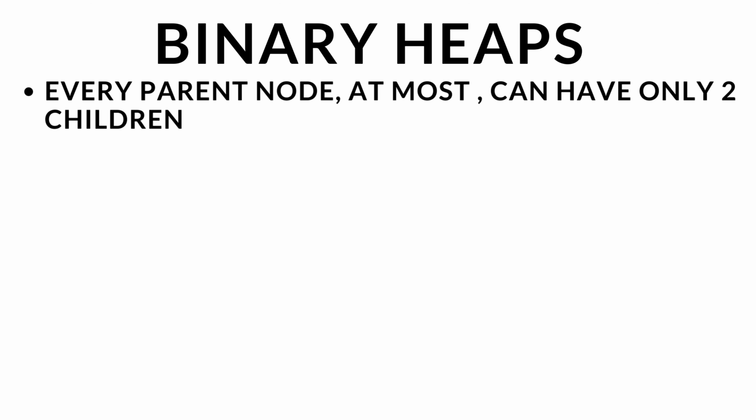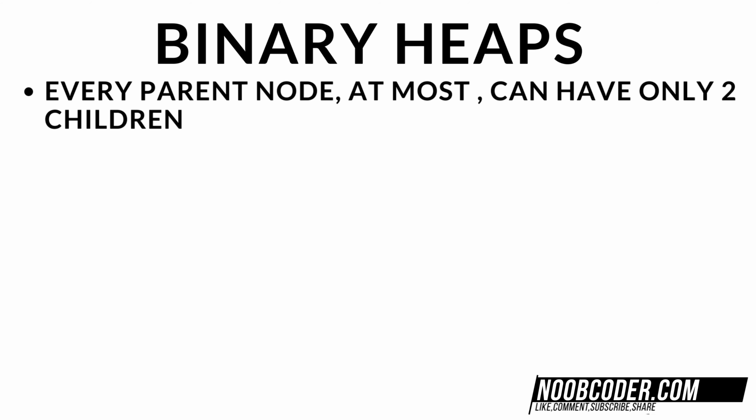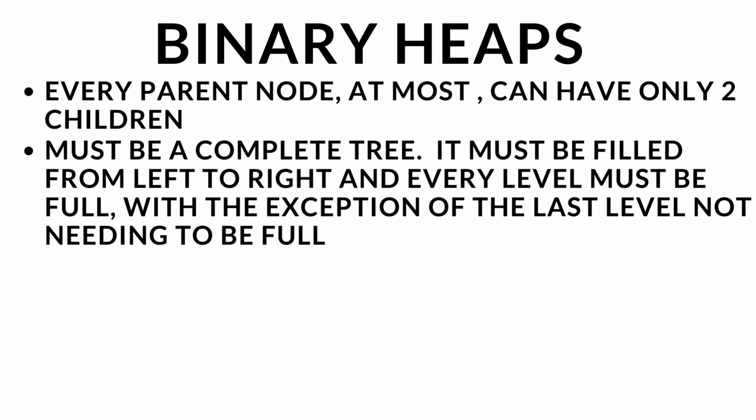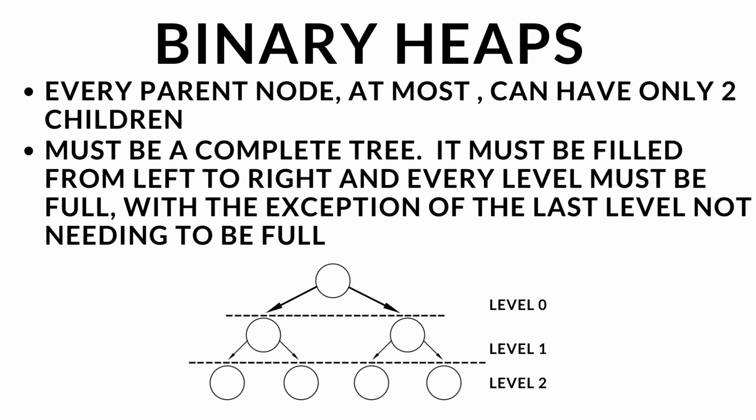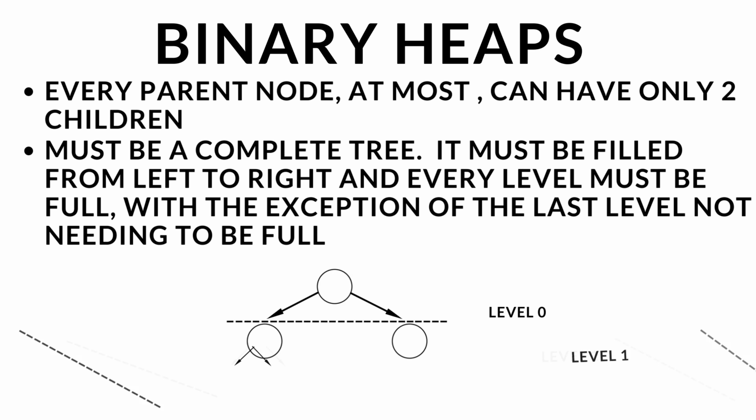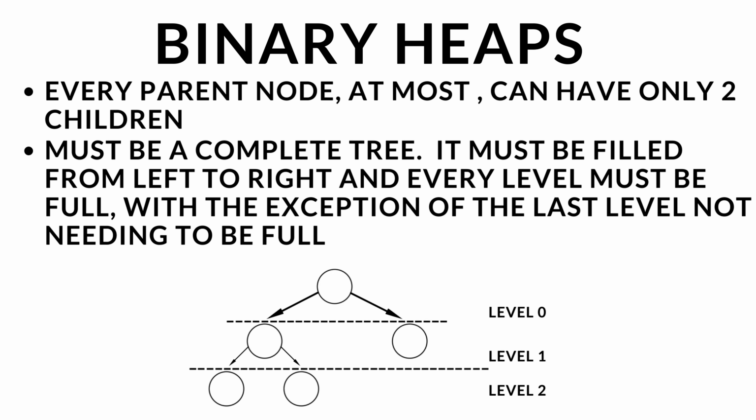To get started, a binary heap must contain the following properties. The first being that a parent node must only have, at most, 2 children. The second property being that a binary heap must be a complete tree, meaning that it must be filled from left to right, and every level must be full, with the exception of the last level not needing to be full. Here's an example of a complete tree. You can see that all 3 levels are full. And here's another example of a complete tree. The first 2 levels are full, and the last one isn't full, but is filled from left to right. So this is also valid.